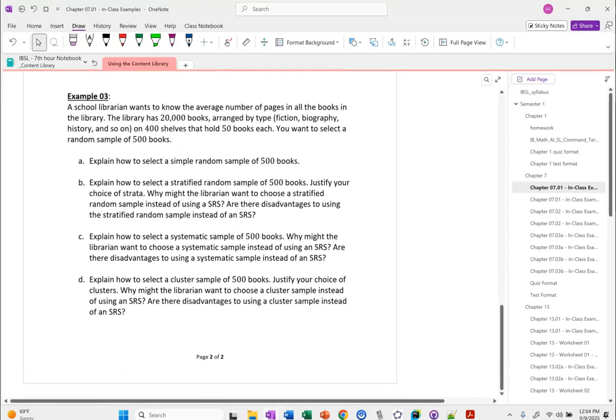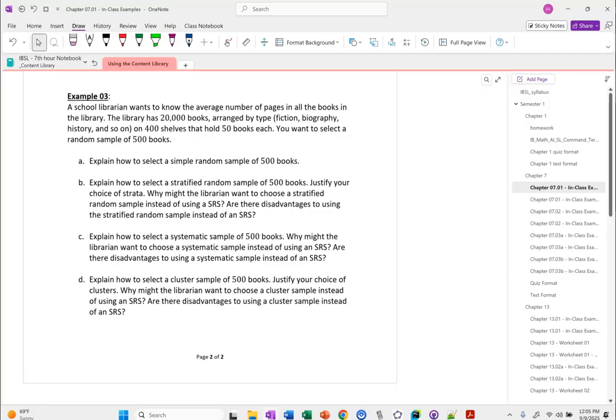All right, last series of questions. They're all about the same scenario. A school librarian wants to know the average number of pages in all the books in the library. The library has 20,000 books arranged by type, fiction, biography, history, and so on, on 400 shelves that each hold 50 books. You want to select a random sample of 500 books. So the first question is to explain how to select a simple random sample of 500 books. Brody, can you give us a go on how to do that?